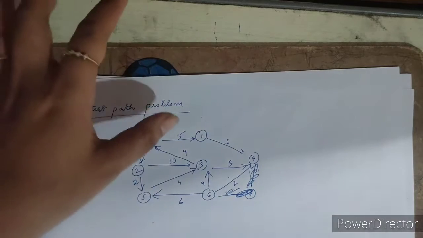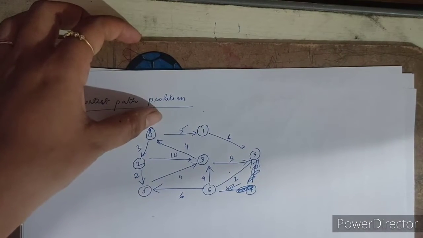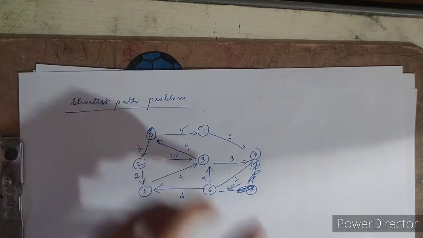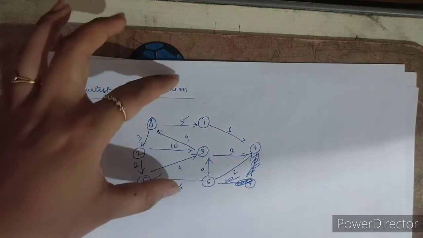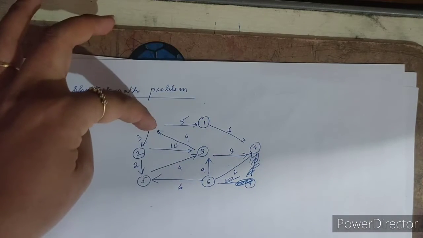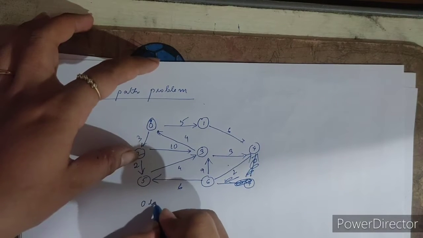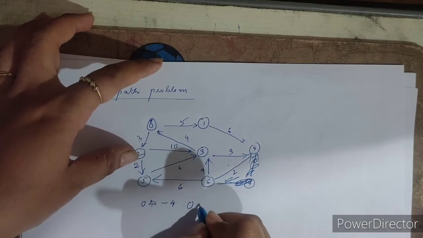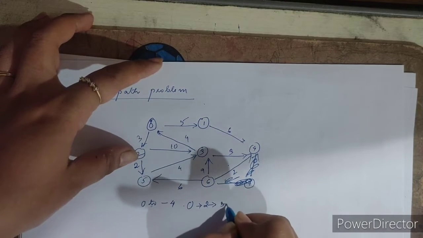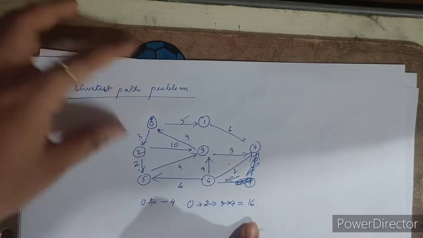But this is not the only path from vertex 0 to vertex 4. There are other paths which may be shorter, so we are interested in finding the shortest of these paths. So from vertex 0 to vertex 4, what are the paths? One path was 0, 2, 3 and 4, and the total sum is 16.